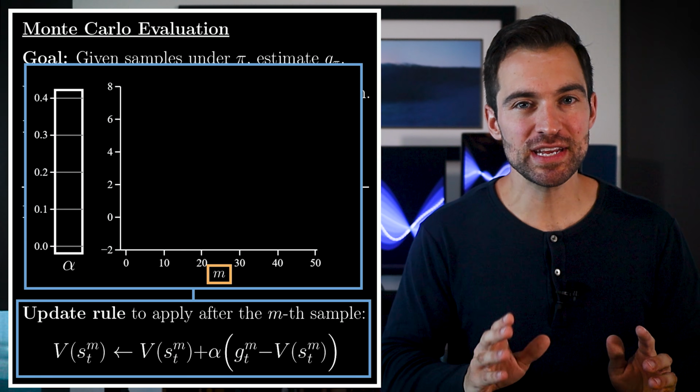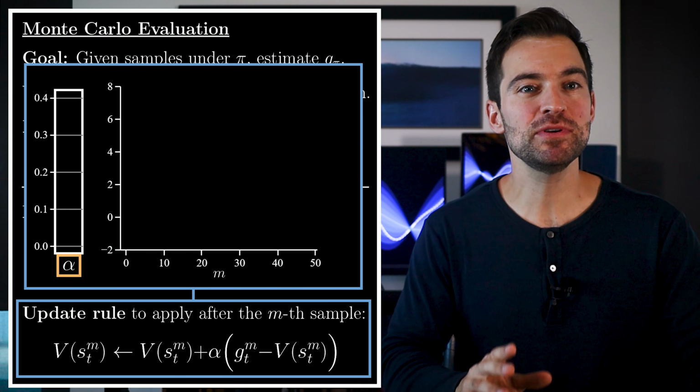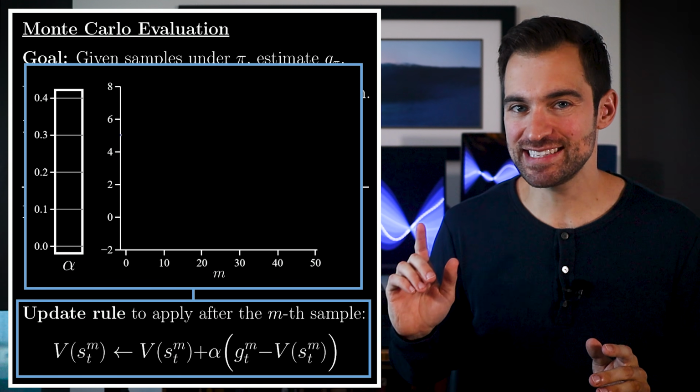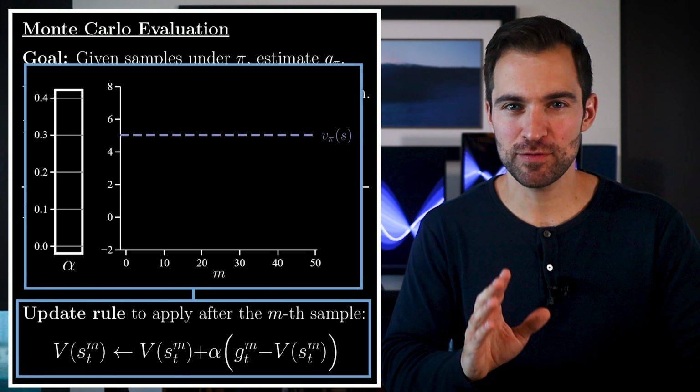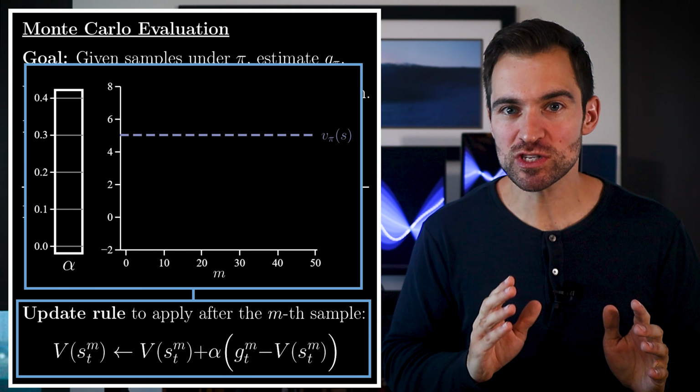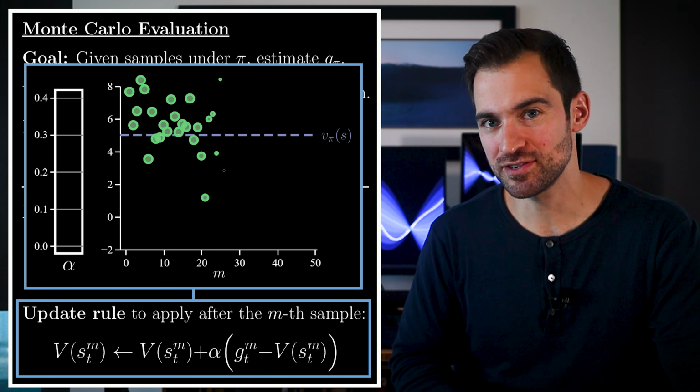Here, I have the episode index m, and over here, I'll be showing our constant alpha. Let's say the true value for some state S is this. Next, if we assume, just for explanation's sake, that state S is visited exactly once per episode, we can plot the returns.